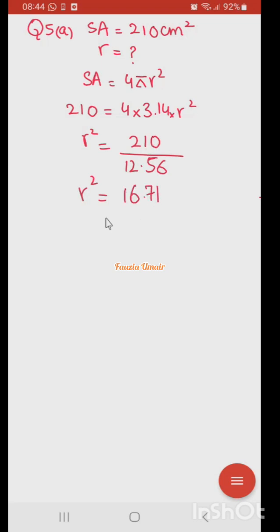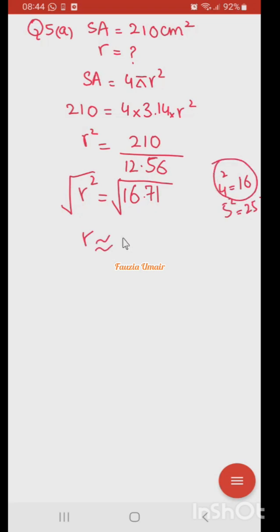16.71. Okay, so now we will use the estimation. Okay, these calculations we can do through calculator, but now we cannot find the square root of 16.71 accurately without calculator. So what we need to do in the paper, we will find out the estimated answer, just like we did in the previous class. So we know that 4 square is 16 and the next is 5 square, which is 25. So this is the closest value to this 16.71. So we will say r is approximately equal to 4 centimeter, right? So in the previous class, you may have observed there was volume given and we were finding radius from the volume. So it was r cube.